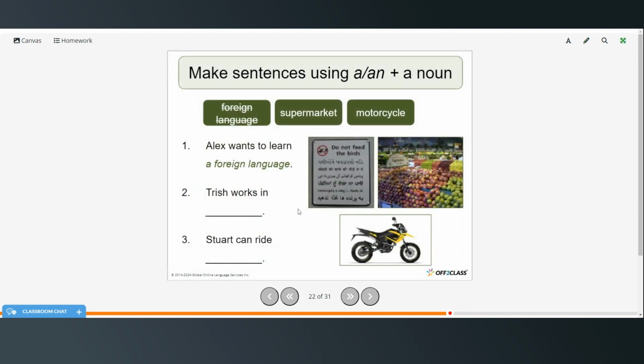All right, now we'll make some sentences using a plus an plus the noun. So we have the first one already done. Alex wants to learn a foreign language. So Trish works in a supermarket. And Stuart can ride a motorcycle.